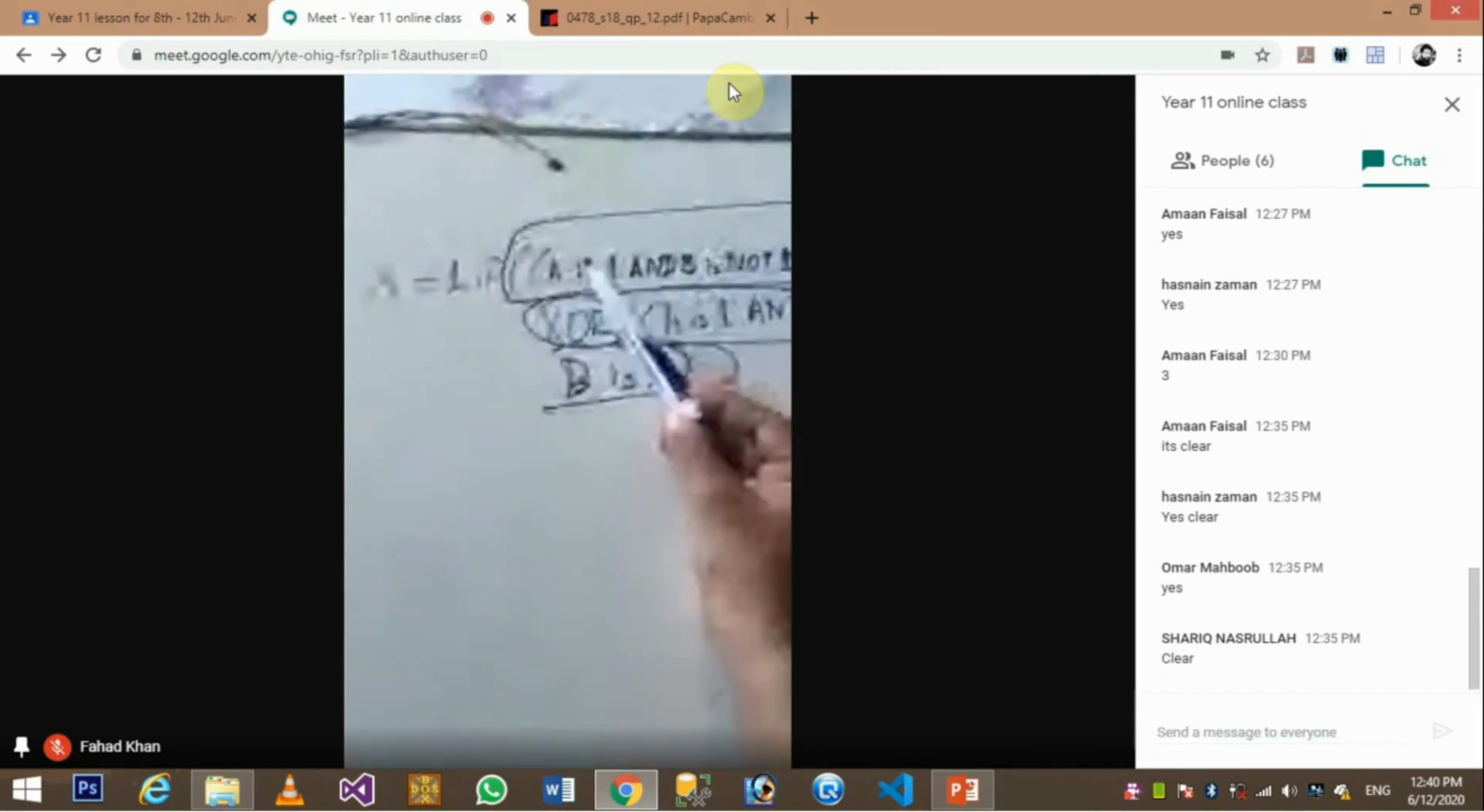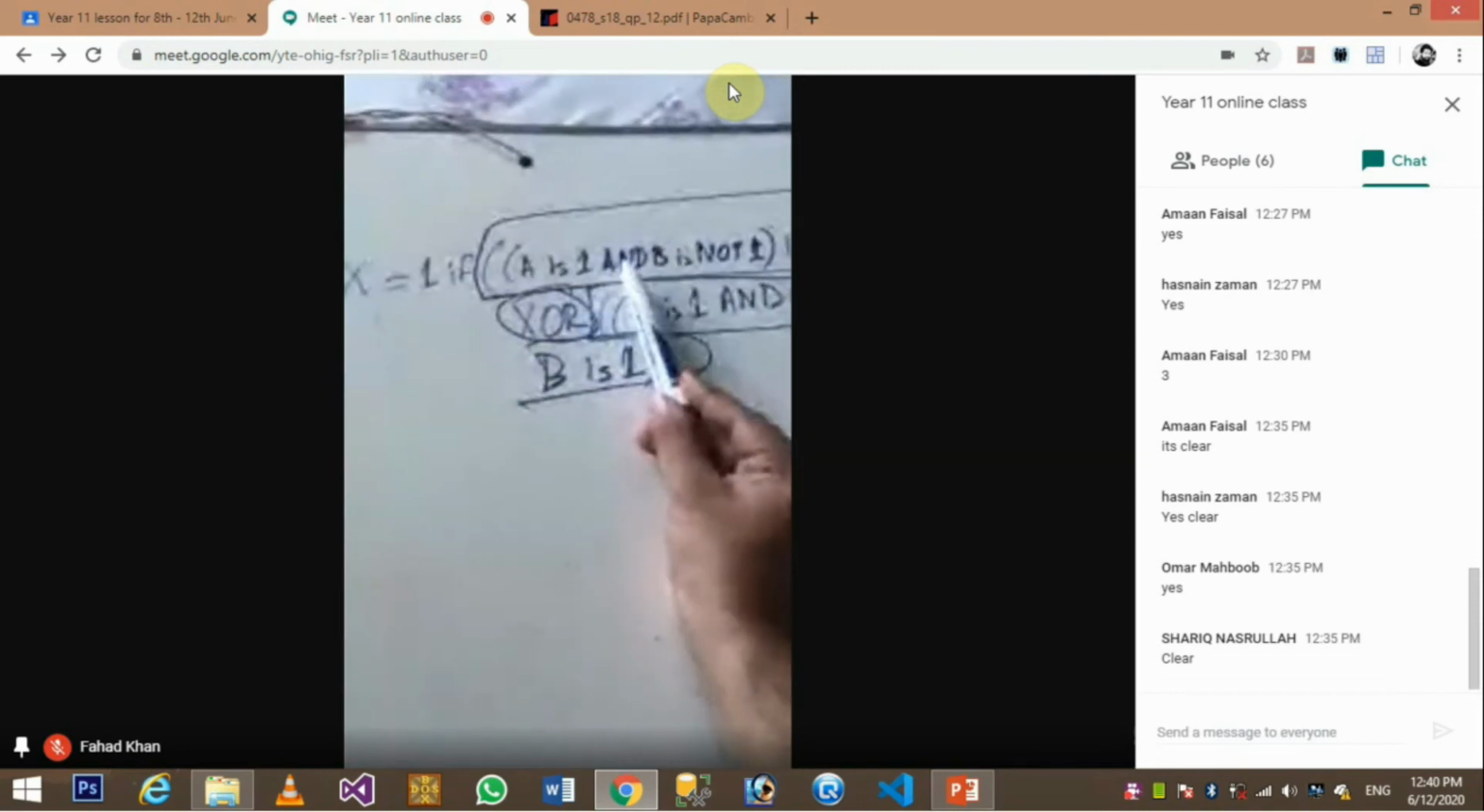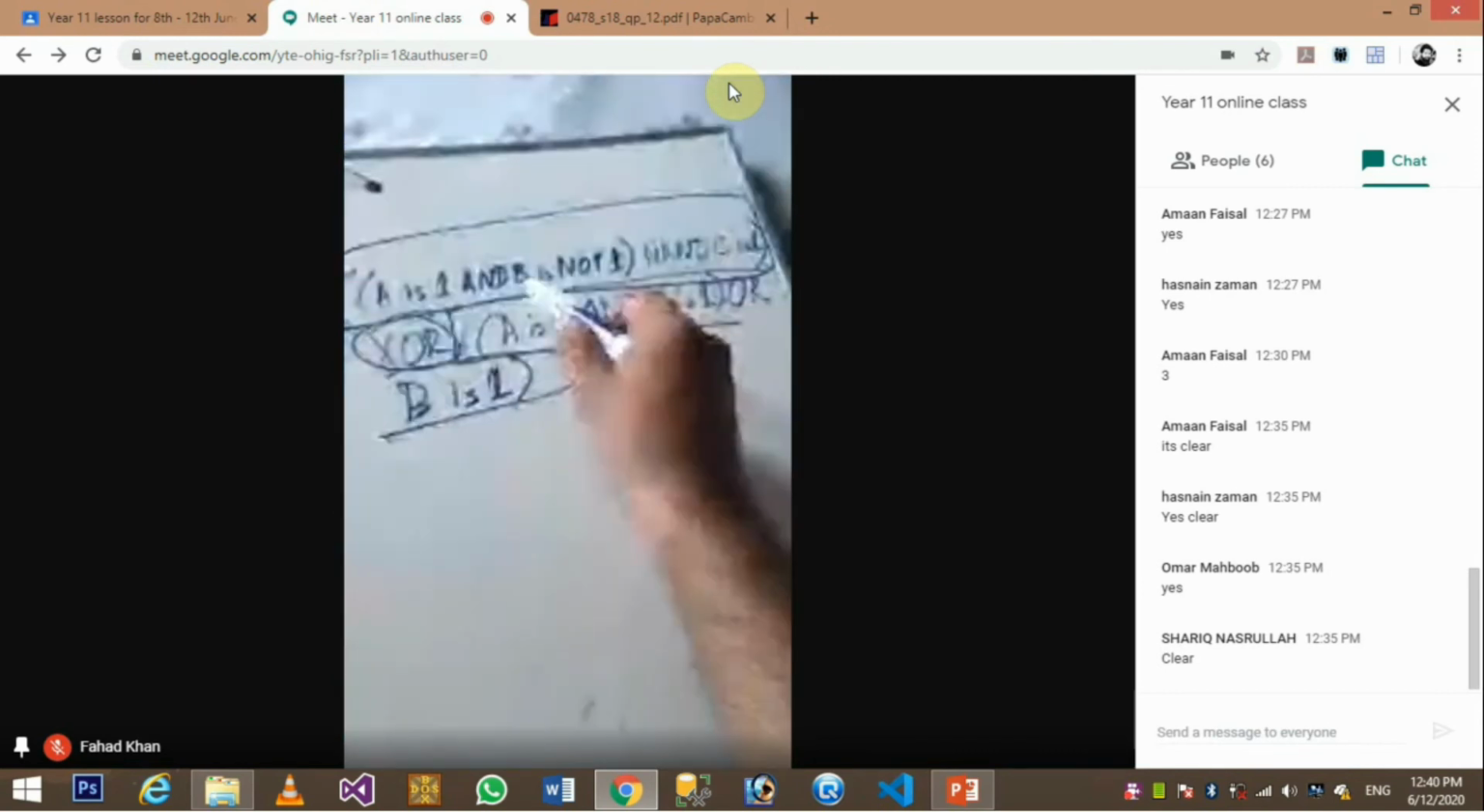It's written A is 1 and B is not 1, right? So how many inputs do we have? Possible A, B, and this C. So 3 are the inputs.